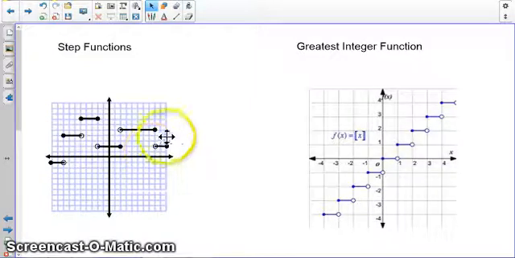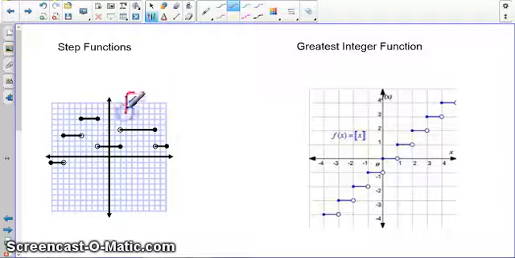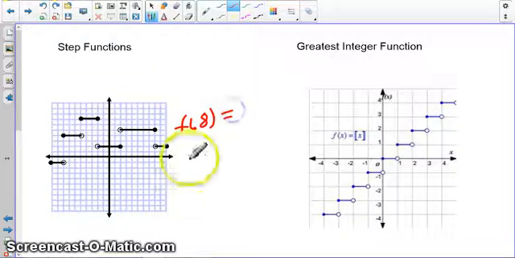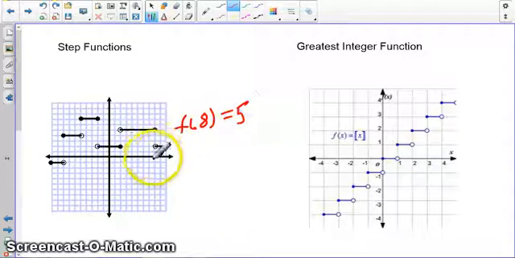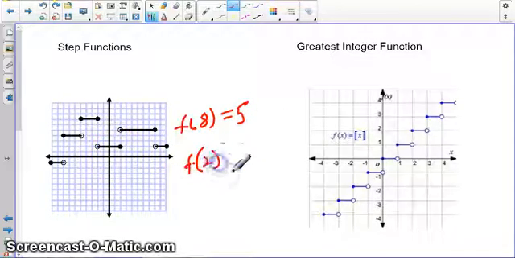F of 8, let me see if I can write this, is not equal to 2, it's equal to 1, 2, 3, 4, 5. This point up here, 5. So when x equals 8, y equals 5. See, f of 2, just for example, is equal to 1, 2.